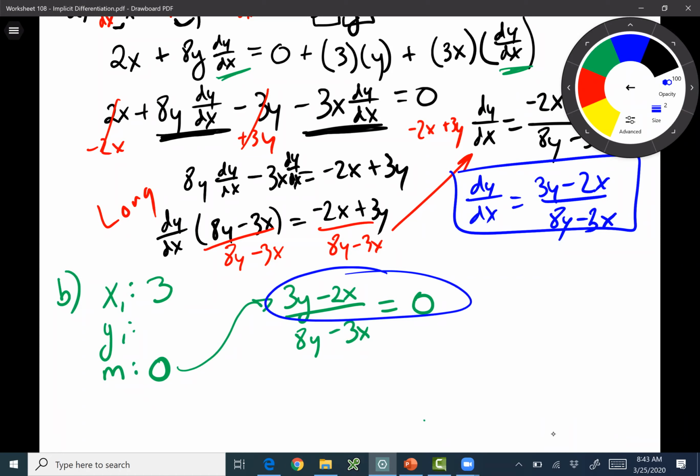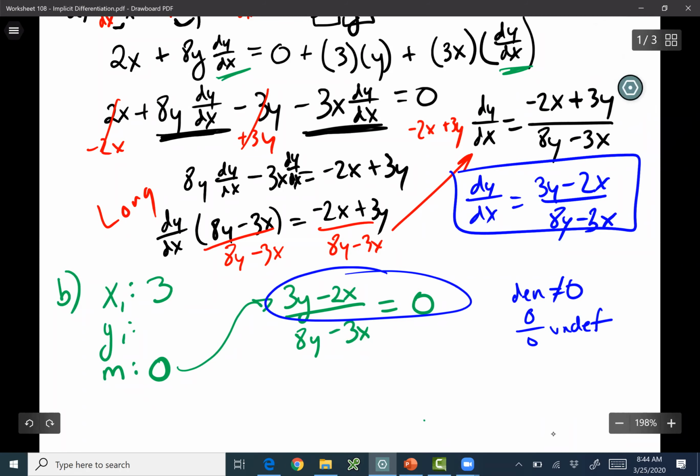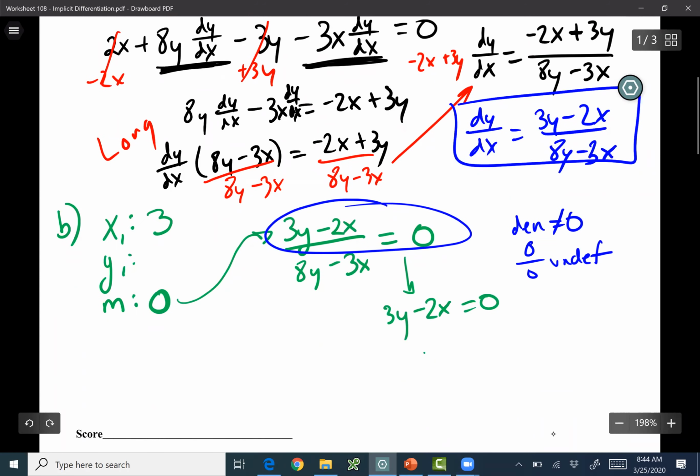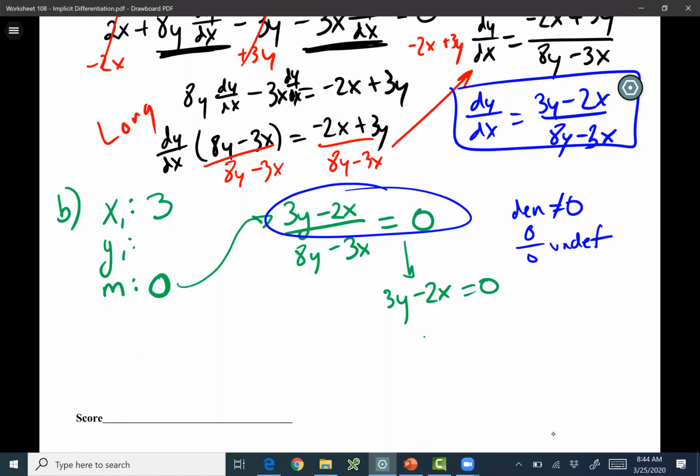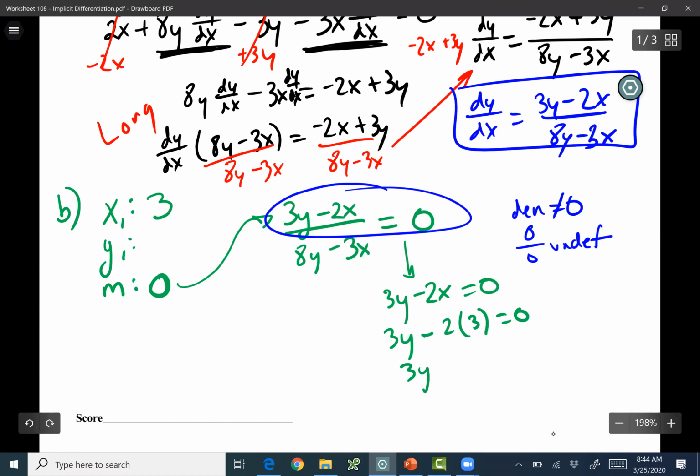But what's the restriction on this? The restriction is that the denominator cannot equal 0, right? 0 over 0 is undefined, not 0. So that is a restriction to this domain, so we just want to check that once we get a final answer. So this brings us down to 3y minus 2x is equal to 0. And they gave us that x was equal to 3. So this would be 3y minus 2 times 3 is 0. 3y minus 6 is 0. So we get y equals 2.